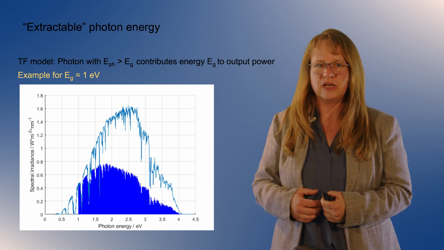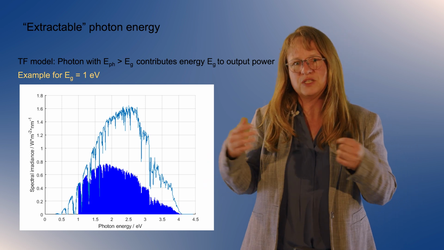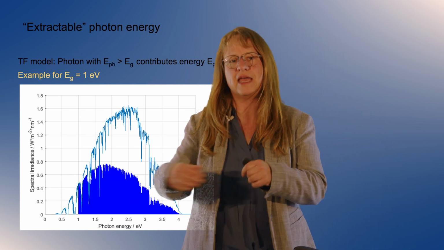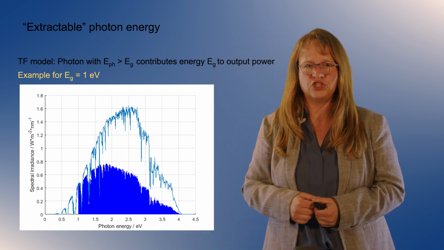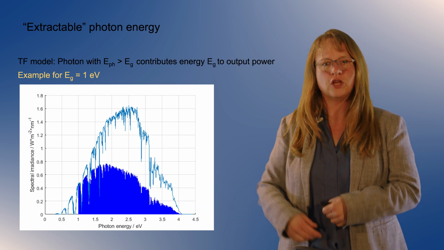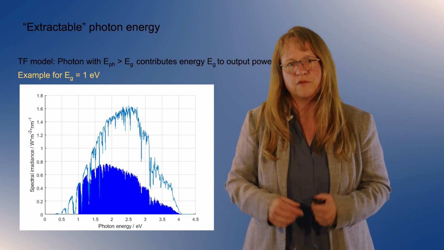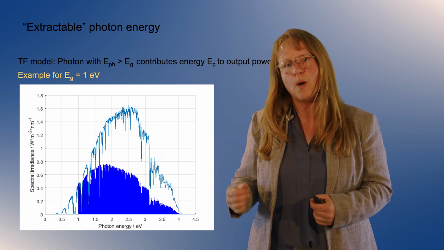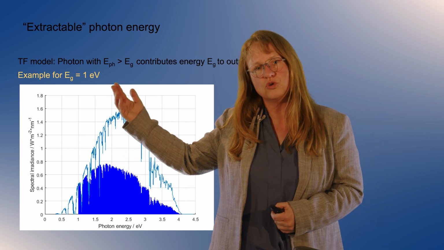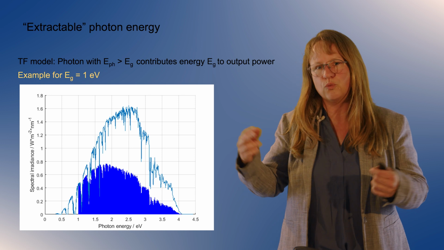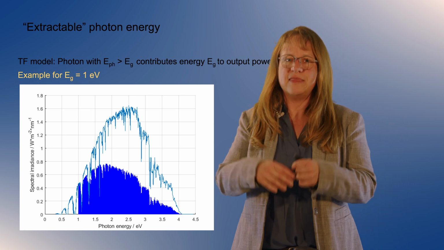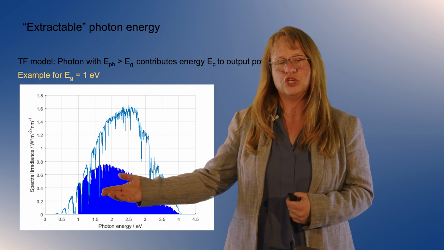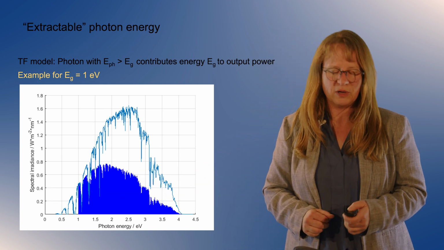And therefore, there must be some optimum band gap. If the band gap is too small, all the energy is lost to thermalization. If the band gap is too large, no photons are absorbed. So there must be somewhere an optimum of the band gap, and actually the optimum is somewhere around 1 electron volt to 1.5 electron volt. That is the kind of optimal range where you get the most energy extracted out of the solar cell.